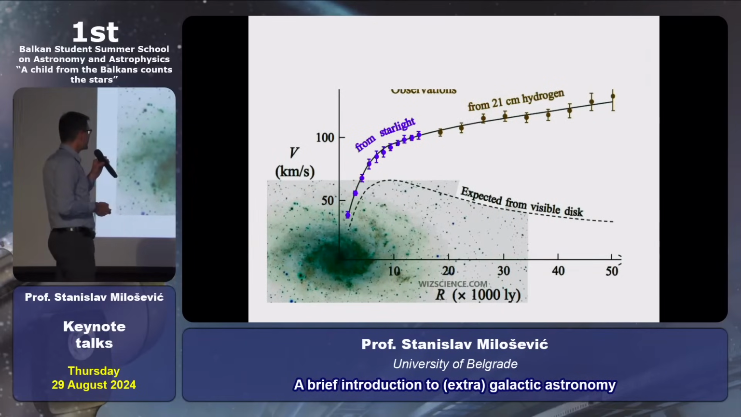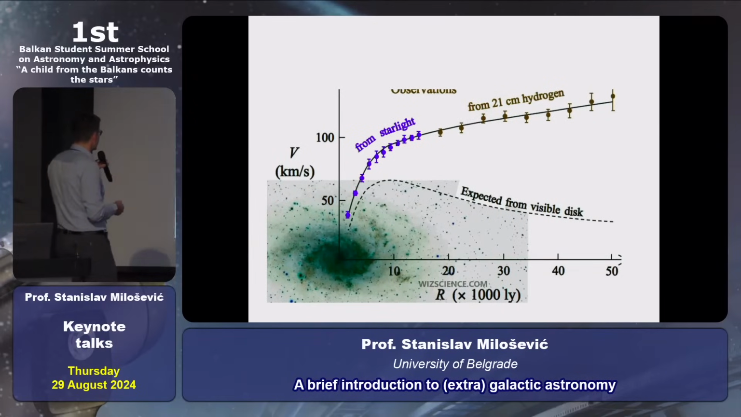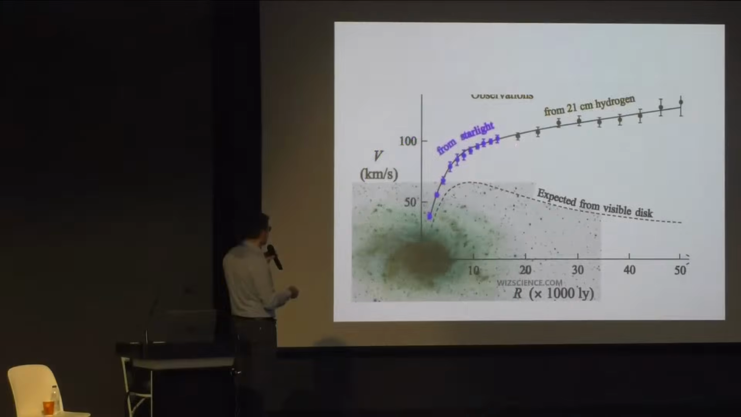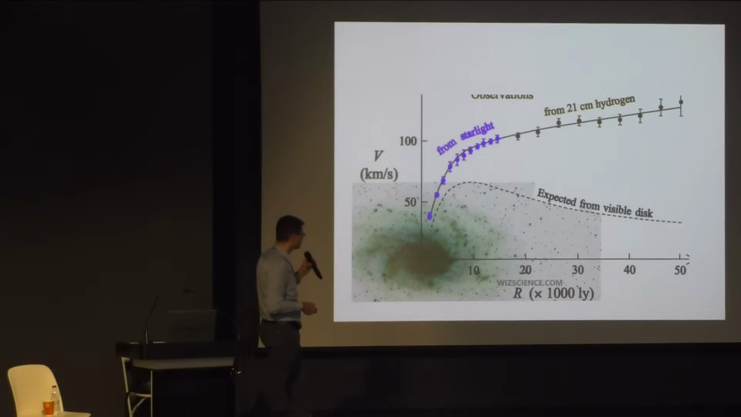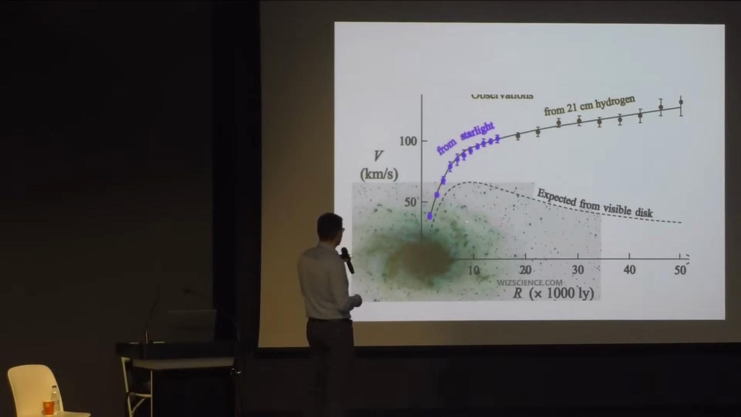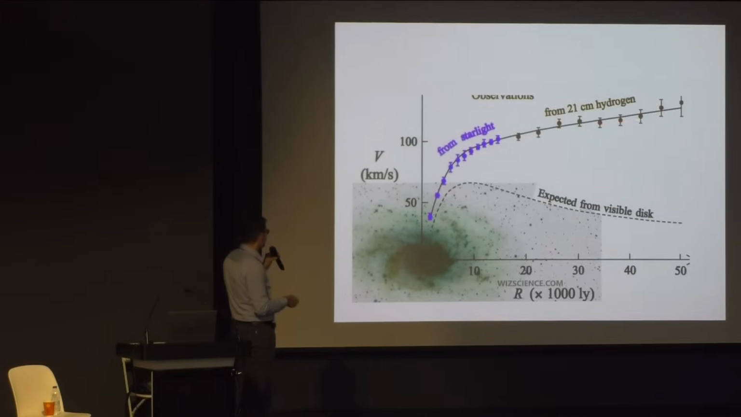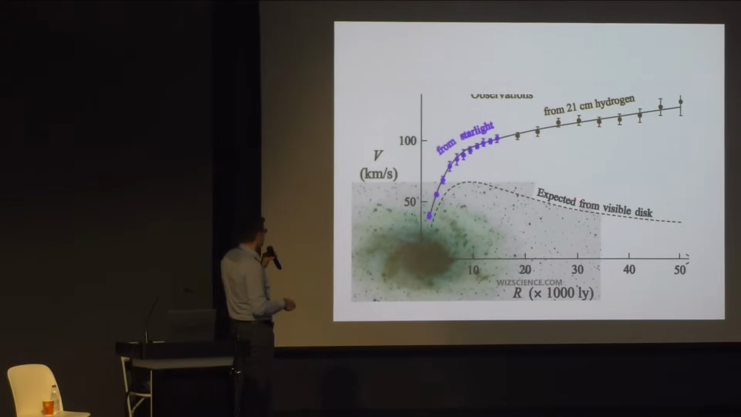And this is the story from the previous slides. We measure rotational velocity from the stars while we have a disk, and after this we measure from the 21 centimeter hydrogen line. This would be expected from theory, as we had before we found dark matter. And this is what we are measuring. So we need some mass here to support this high value of rotational velocity, and that mass is the dark matter halo.